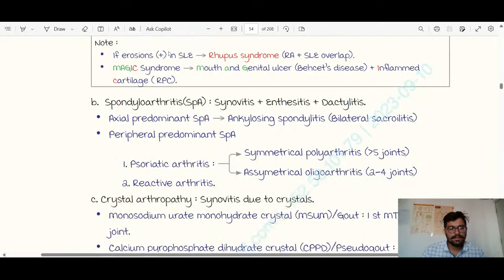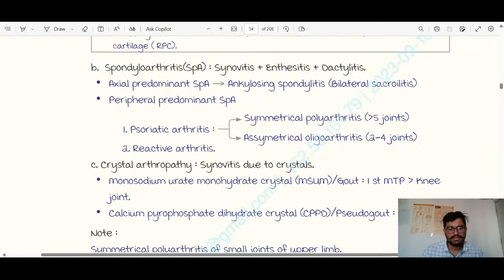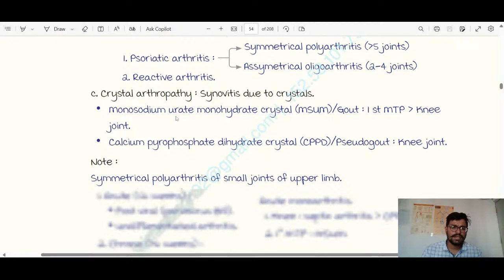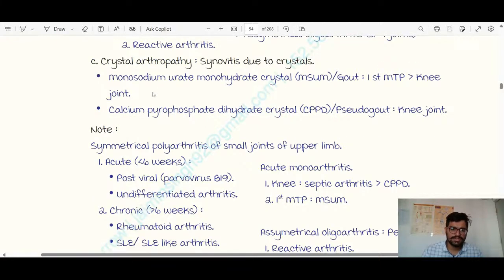So we move further. Spondyloarthritis: synovitis plus enthesitis plus dactylitis, this is its combination. Axial predominant SPA is ankylosing spondylitis with bilateral sacroiliitis. Peripheral predominant SPA: here psoriatic and reactive are the two types. Symmetrical polyarthritis is more than 5 joints; asymmetrical oligoarthritis is 2 to 4. Okay. Crystal arthropathy is synovitis due to crystals: monosodium urate monohydrate crystals. This is MSUM.